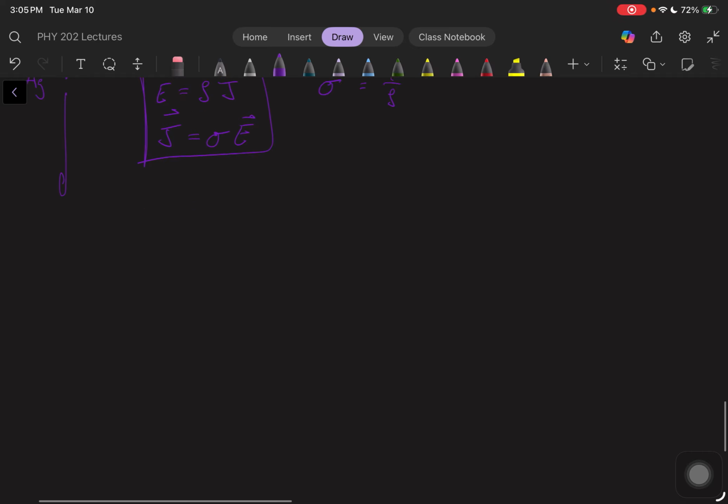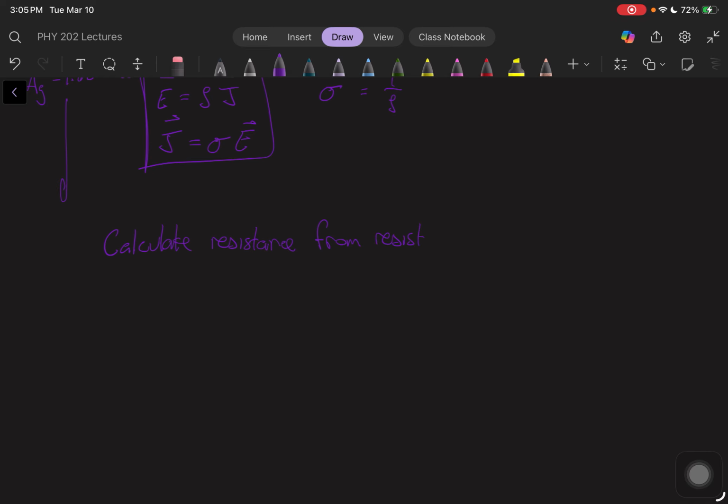And so let's calculate resistance from resistivity.